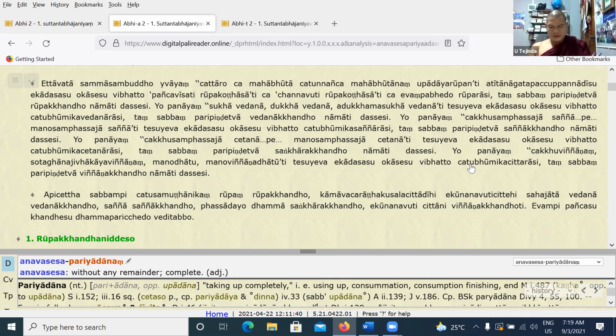The perception aggregate: that means the perception associated with the 89 consciousnesses is the perception aggregate. Then the states beginning with the impression, phassa, are the formation aggregate. That is also because phassa arises in all the javanas.